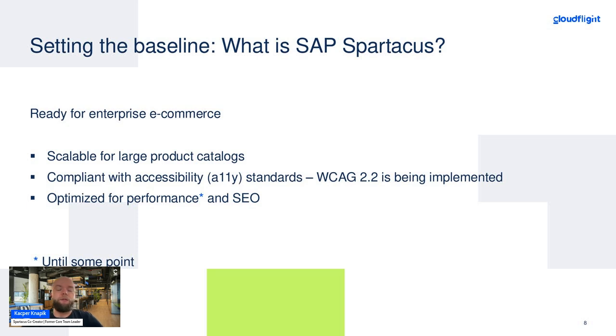Spartacus is a library, but I would say for bigger players, for enterprise e-commerce, and it works very well with large product catalogs. The products I've worked with were extremely big companies, and Spartacus handled it perfectly.